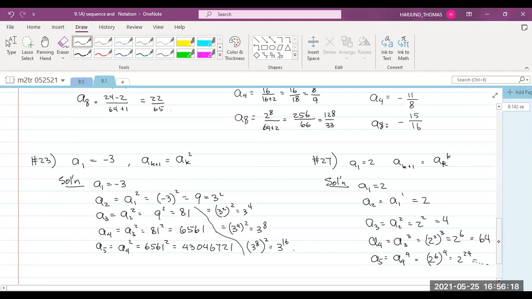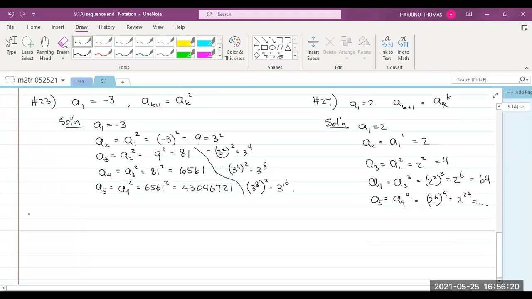We still have a recursive sequence, like for example, let's see, number 31. At first, you may get confused with the notation, but it's actually still that easy. The first term is 4. The second term is -2. Now, the next term, a sub k plus 2, is the current term times the previous term.